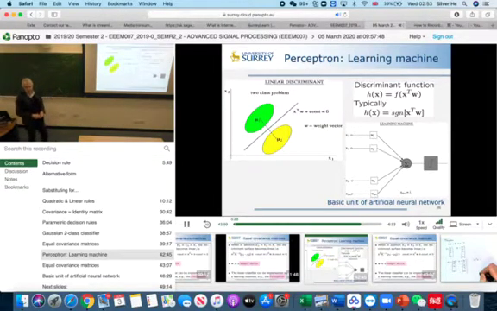Yes, question? For the perceptron, how do you know what amount to add? Yes, so there's the threshold.